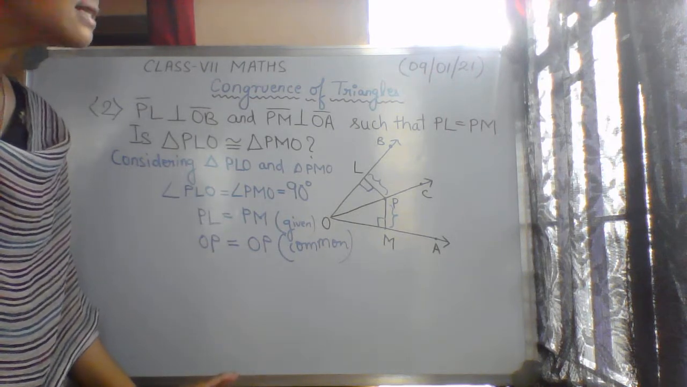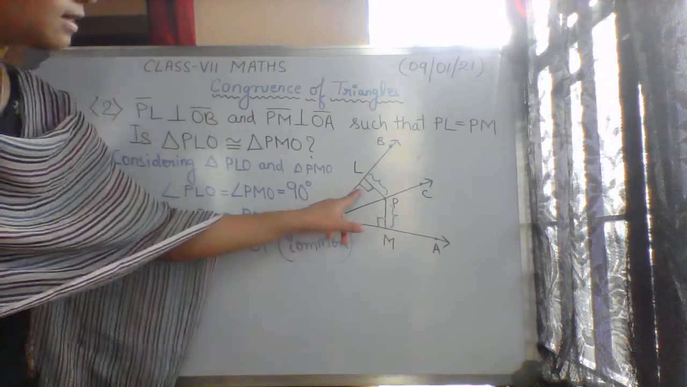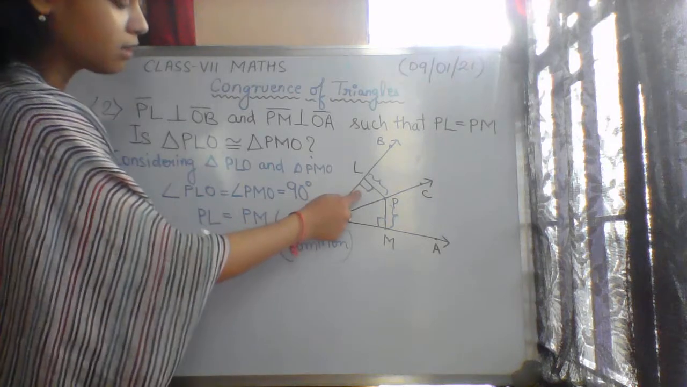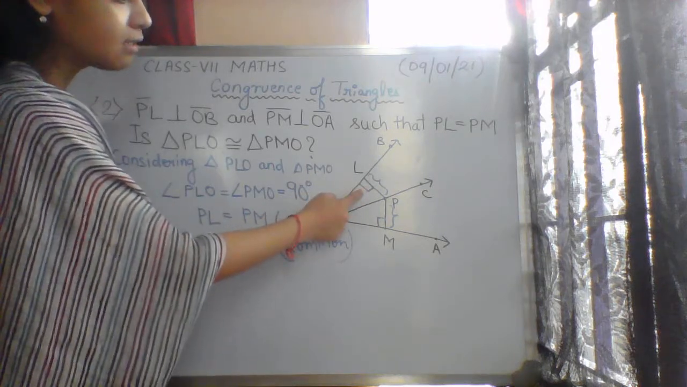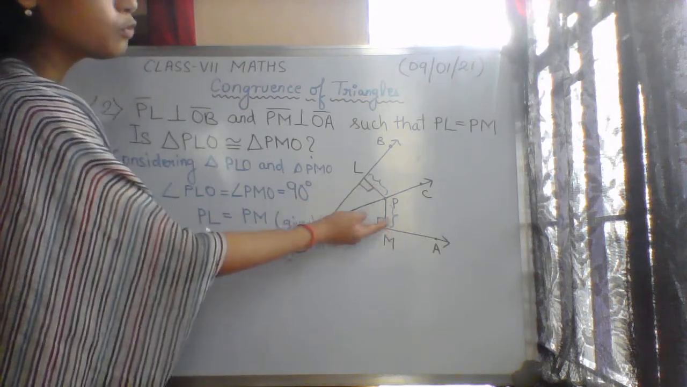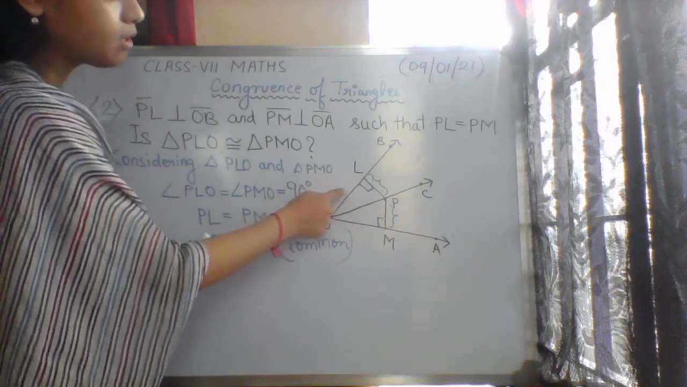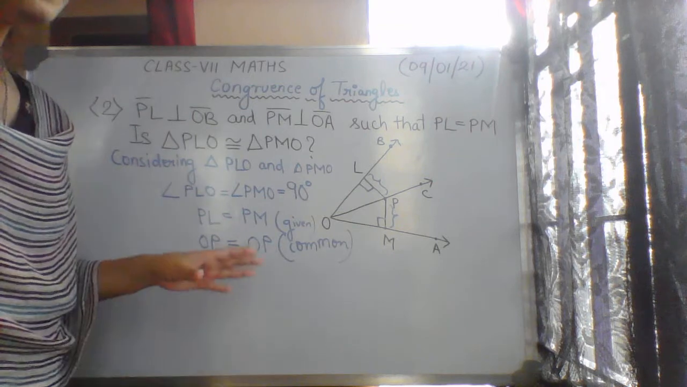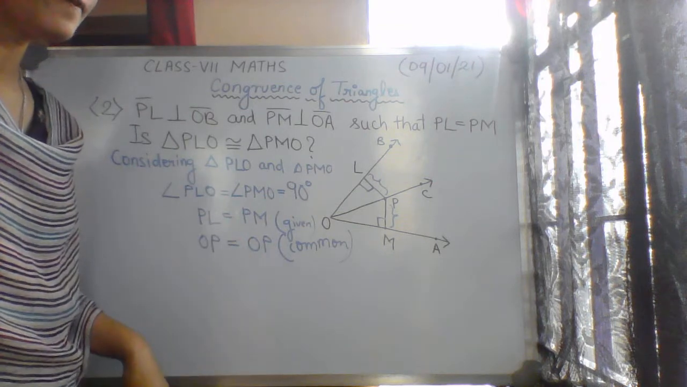Now, side angle side. This is the angle, and we have to take the two sides on both sides of that angle. So this side is proved equal, but what about this side? It is not told that these are equal, so we cannot apply the SAS criteria.